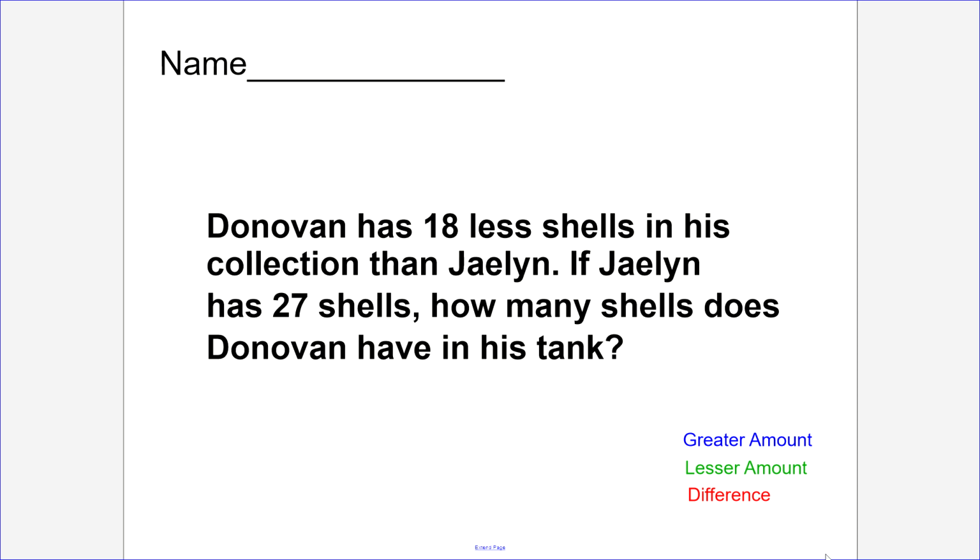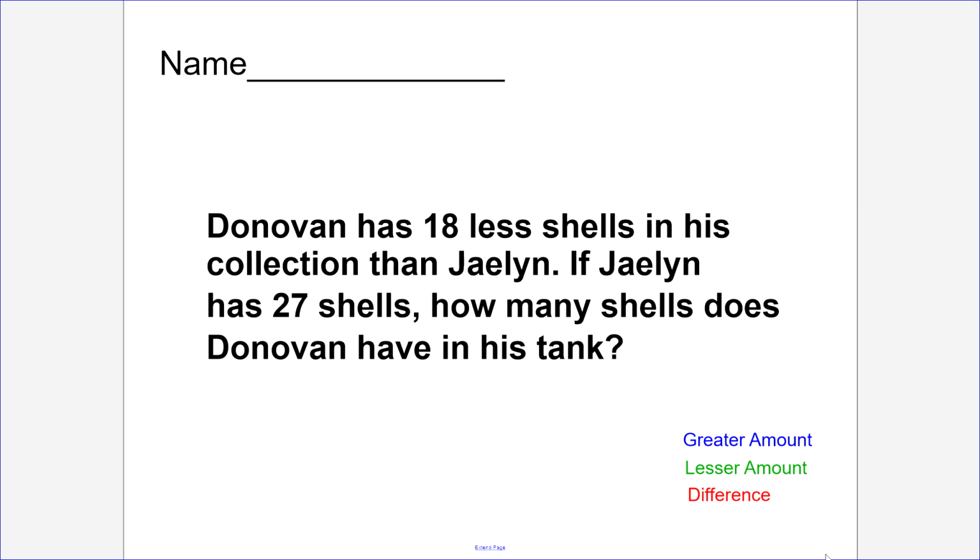We're going to look at 3 compare problems together. One of the most difficult parts of solving a compare problem is figuring out which piece of information is the greater amount, which is the lesser amount, and which is the difference. We're going to look at 3 different story problems, 3rd grade, and read them carefully to determine what is the greater amount, what is the lesser amount, and what is the difference.